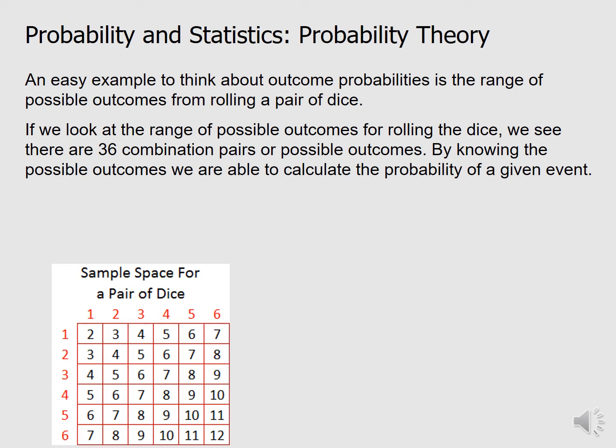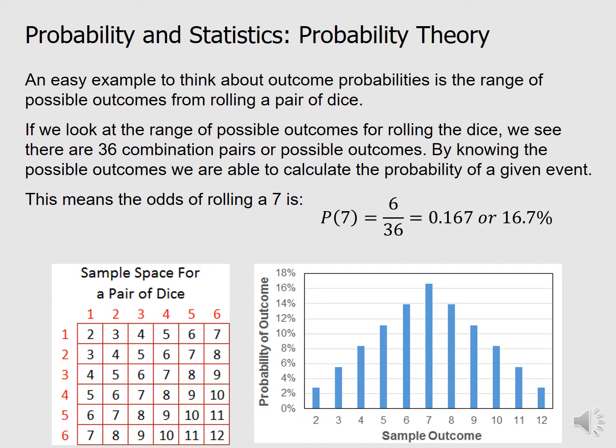Since we know the possible outcomes we can expect, we can calculate the probability of any given event. If we wanted to look at the probability of rolling a 7, we would simply take the 6 possible outcomes that result in a 7 and divide by the 36 possible outcomes from the experiment. This results in a 16.7% probability of rolling a 7 when rolling a pair of dice.